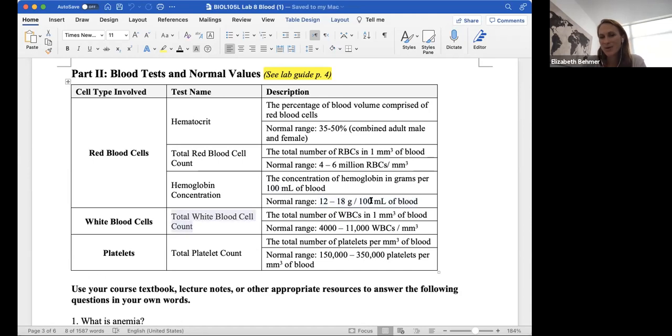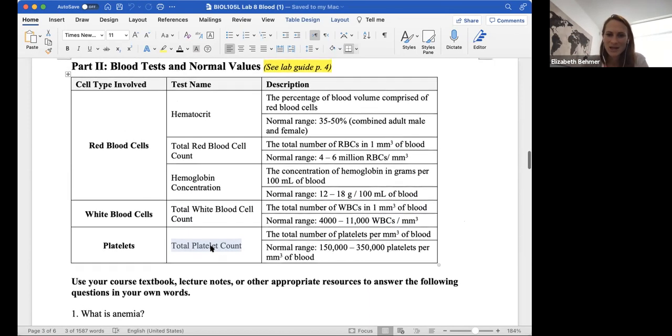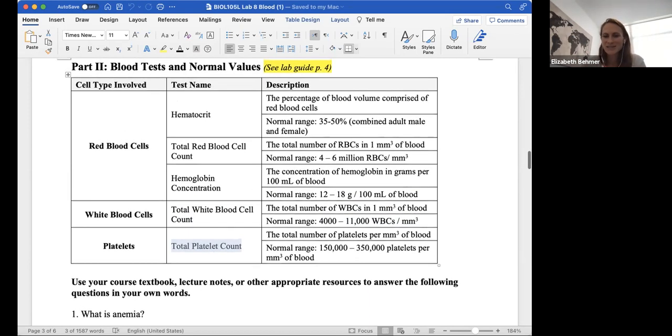Taking total white blood cell count is important because it can be an indicator for disease as well. And the normal range is about 4,000 to 11,000 white blood cells per milliliter of blood. And then the total platelet count, here's the normal range. Platelets refer to how well your blood can clot if there's damage to a blood vessel. So again, if the total platelet count is too high or too low, that could also be an indicator of disease. So these blood tests serve a diagnostic purpose.